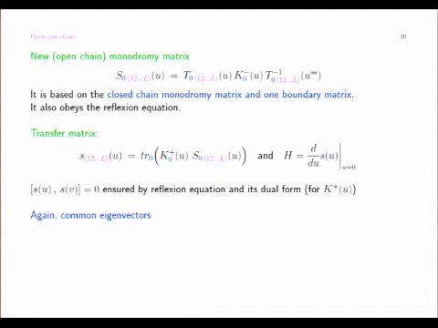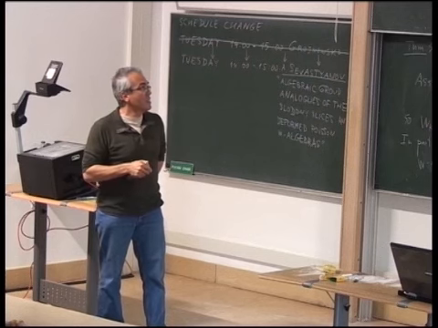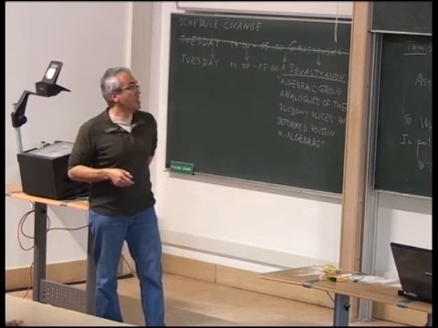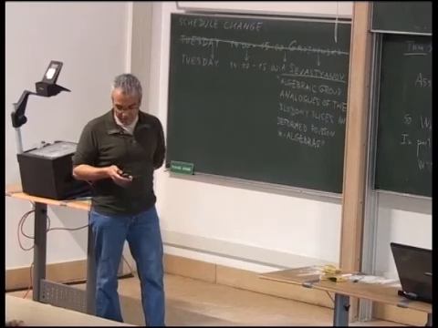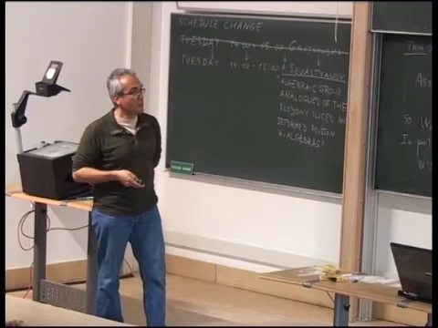Using the reflection equation and its dual form for K plus, you can show that these transfer matrices commute for different values of the spectral parameters. So again, you can look for common eigenvectors for all these transfer matrices. And you will get also, of course, the eigenvectors for the Hamiltonian.